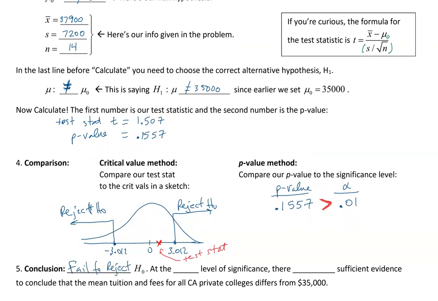You always want to say something about the null. And then we try to say something about the alternative, the thing we were trying to really test. So acknowledge that we were at the 0.01 level of significance, because a different choice for that would change those critical values, could change our conclusion. And in this case, there is not sufficient evidence to conclude that the mean tuition and fees for all California private colleges differs from 35,000.